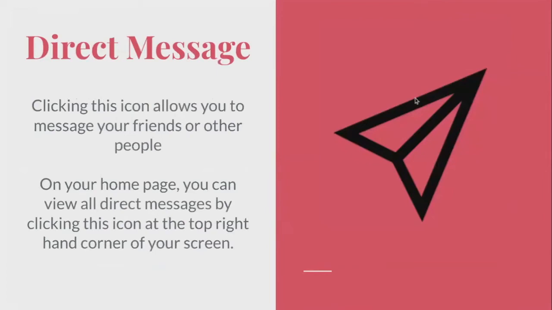Clicking on this icon that looks like a little paper plane is what allows you to message your friends and other people. On your home page, you can view all direct messages by clicking this icon at the top right hand of the corner of your screen, sorry.